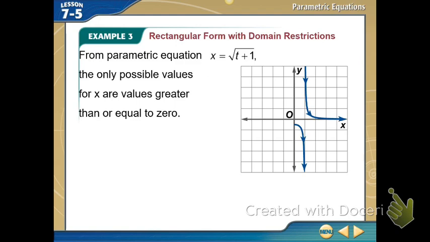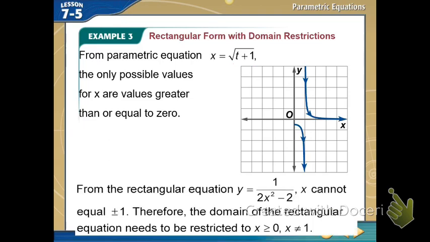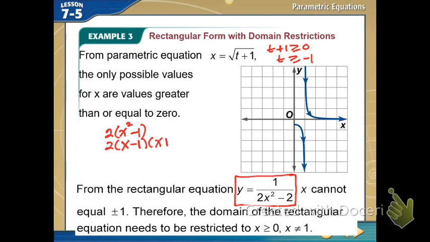So for the parametric equation x equals the square root of t plus 1, we just have to look at the domain of this one. So remembering that this part has to be greater than or equal to 0, I would get t plus 1 is greater than or equal to 0, and t is greater than or equal to negative 1. And then for the equation that I solved for, I need to also evaluate the denominator and make sure the denominator is not equal to 0. So 2 times x squared minus 1 would be 2 times x minus 1, x plus 1. So I'd want to make sure x was not equal to 1 or negative 1.